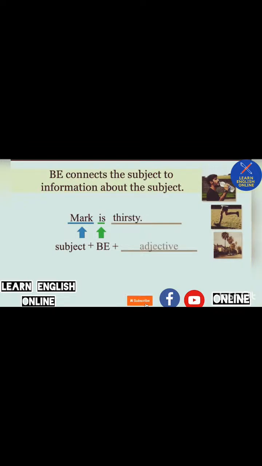Mark is thirsty. Now, the information is an adjective. Mark is at a park. Now, that information is at a place. Mark is from California. Also, a place, from a place. Be connects the subject to information about the subject when there isn't really an action happening.